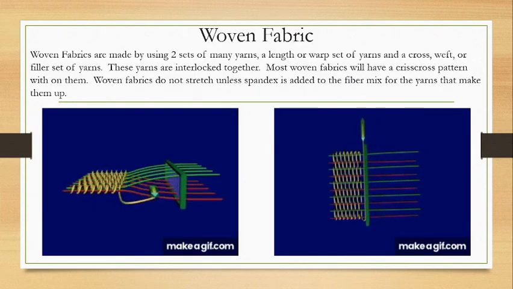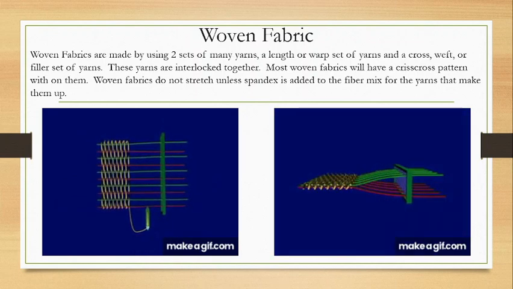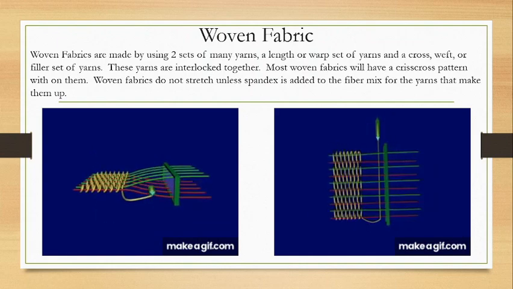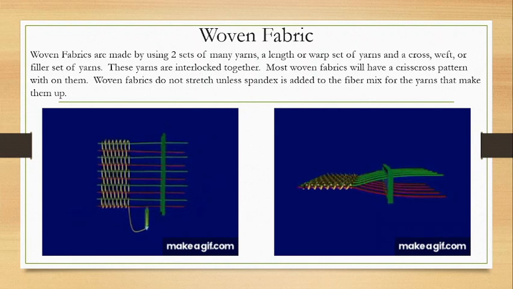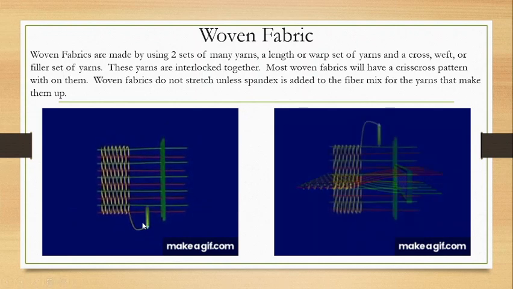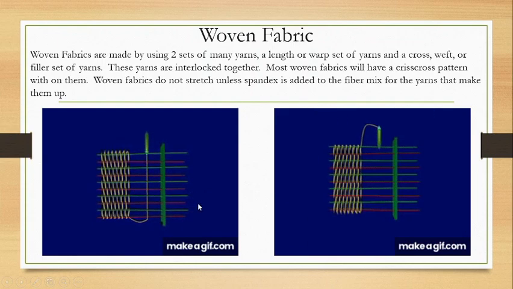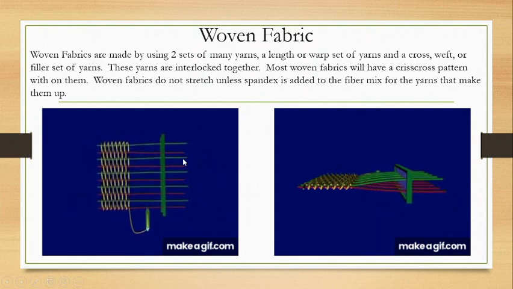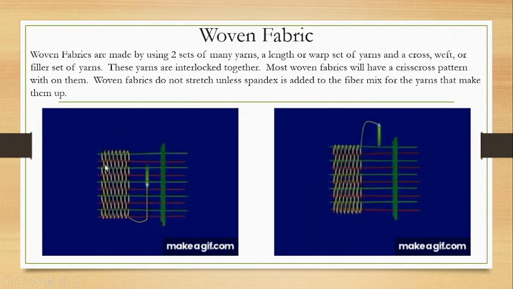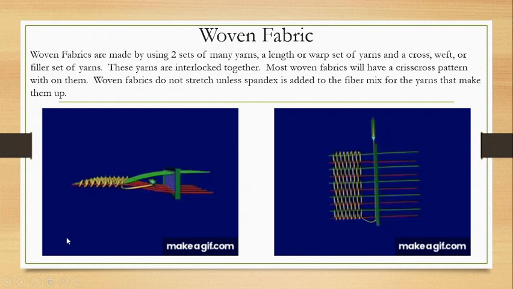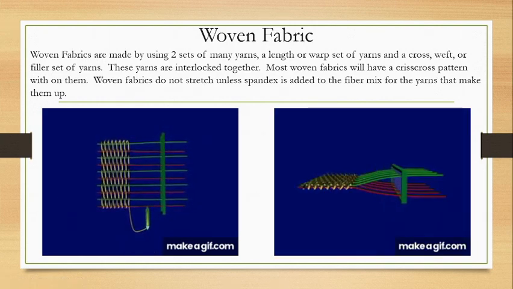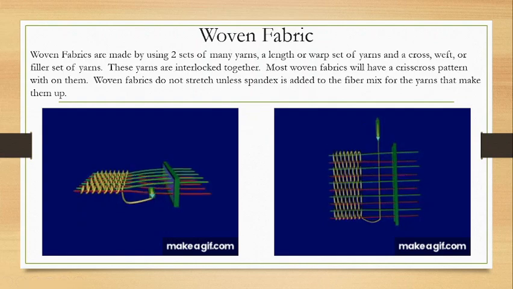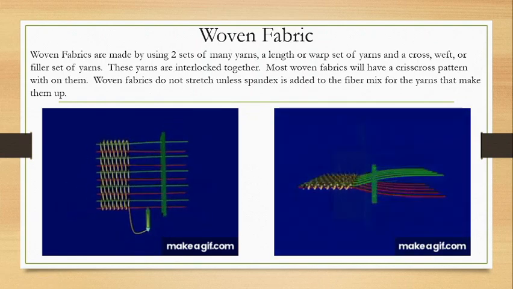So, the difference between woven and knit fabrics is in how they're made. So how are woven fabrics made? Woven fabrics are made using two sets of many yarns. Sometimes they're more than two sets, but our basic piece of woven fabric needs two sets. And we can see the sets, one running lengthwise and one running crosswise. They are called the warp, running in the lengthwise direction, and the weft, running in the crosswise direction. These yarns are interlocked together. And most woven fabrics, again, will have that crisscross pattern on the top. Woven fabrics do not stretch unless spandex is added to the fiber mix.